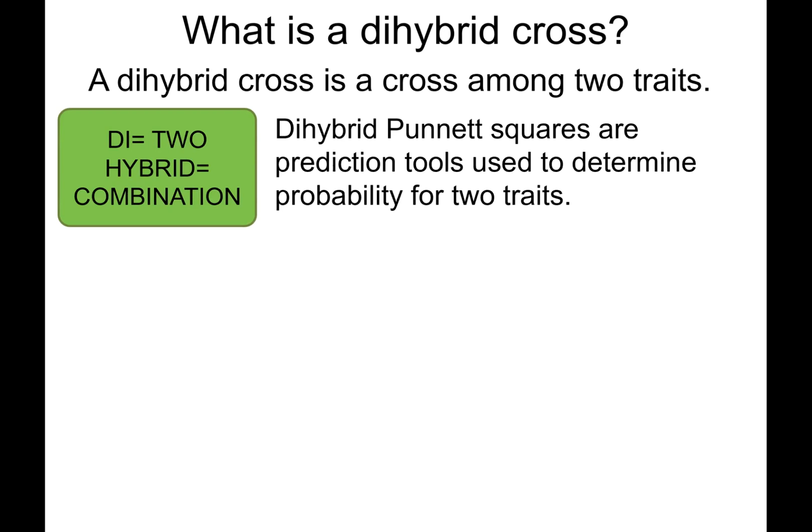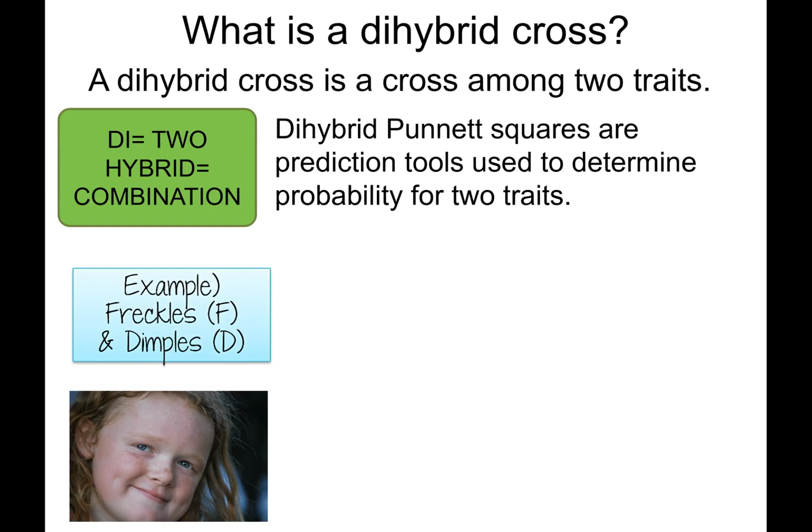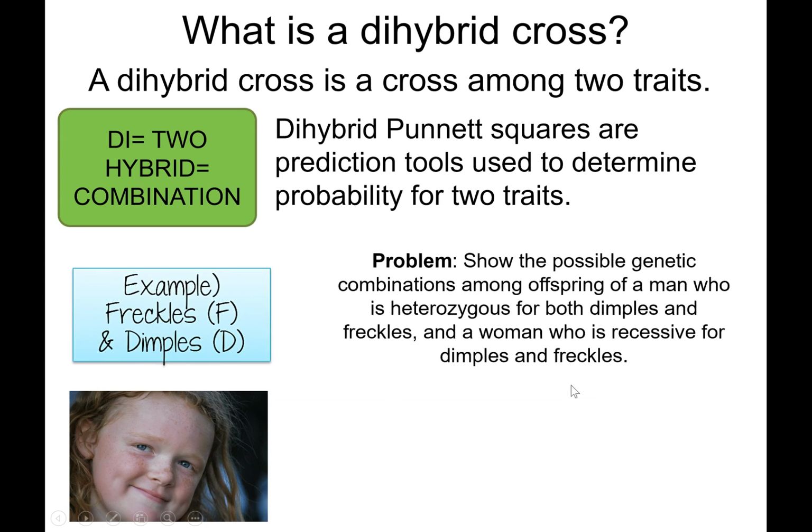To figure out how to solve these problems, we're going to go through an example. The example we have is with freckles and dimples. These are our two different traits, whether you have freckles or not, or whether you have dimples or not. This little girl in the picture has both. She has dimples, right, and she has freckles. So we're going to start by reading through our problem.